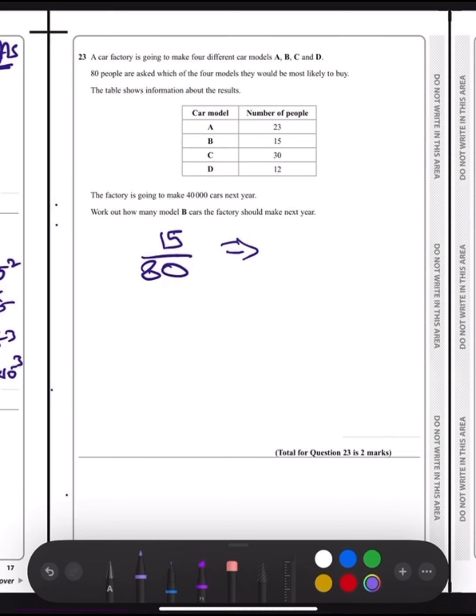So here we were given a question: a car factory is going to make 4 different car models A, B, C, D. We were given the car models A, B, C, D and the number of people. Then we were asked, the factory is going to make 40,000 next year. Work out how many model B the factory should make.